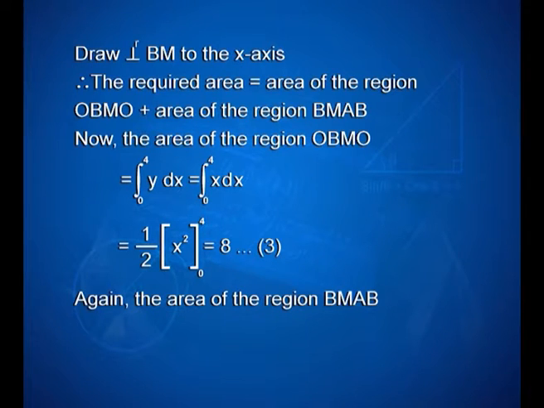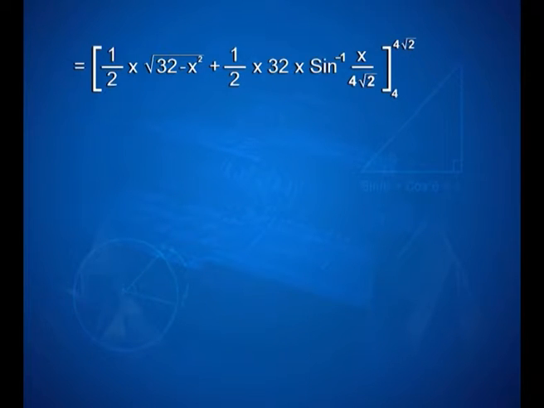Now, again the area of the region BMAB is equal to the integral from 4 to 4 root 2 of y dx, which is equal to the integral from 4 to 4 root 2 of the square root of 32 minus x squared dx, that is equal to 1/2 times x times the square root of 32 minus x squared plus 1/2 times 32 times sine inverse of x upon 4 root 2, with limits 4 and 4 root 2.